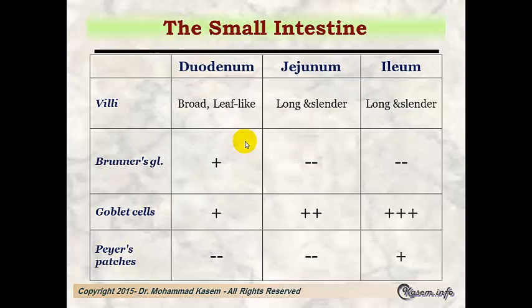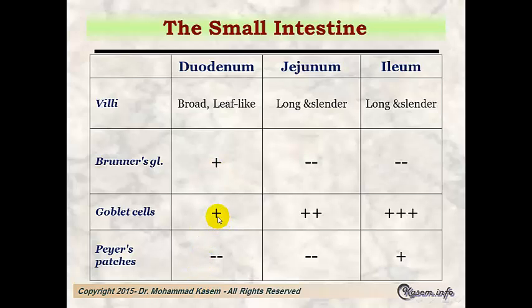The small intestine in this table is summarized to distinguish the main difference between each of its parts. The duodenal villi are broad and leaf-like in shape. The jejunum has long and cylindrical villi like those of the ileum. The Brunner's gland is only present in the duodenum, but absent in the jejunum and in the ileum. Brunner's glands are only visible in the submucosa of the duodenum.